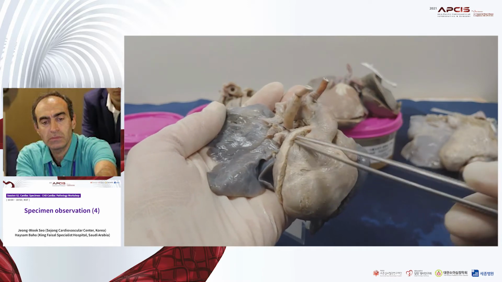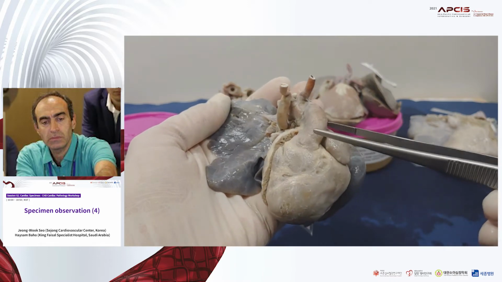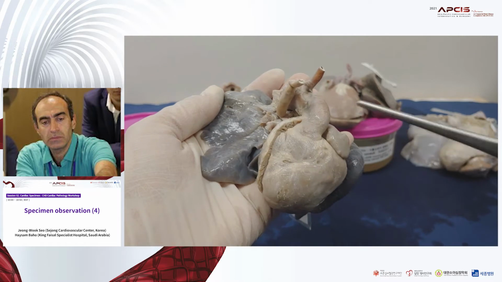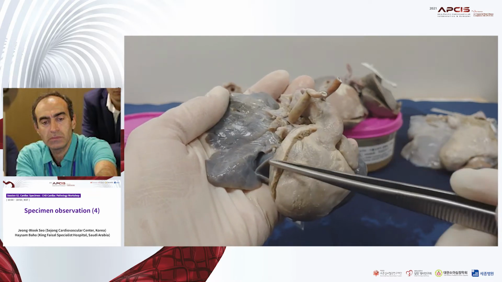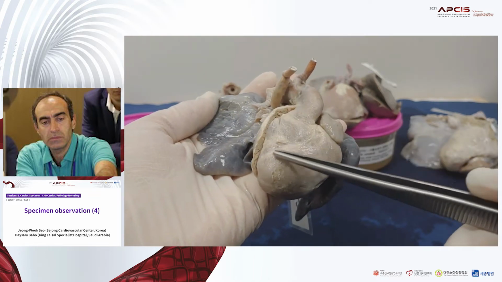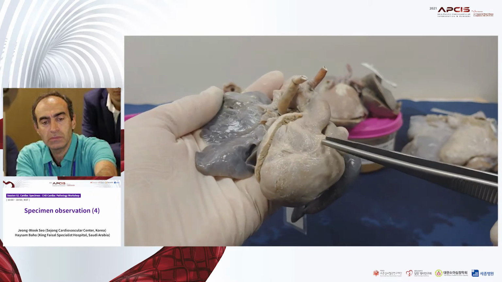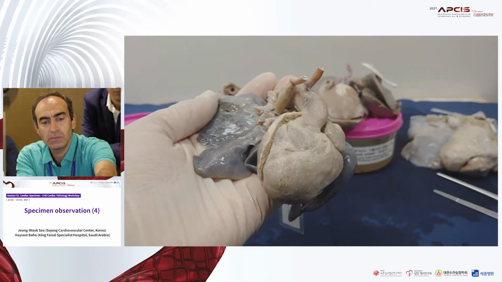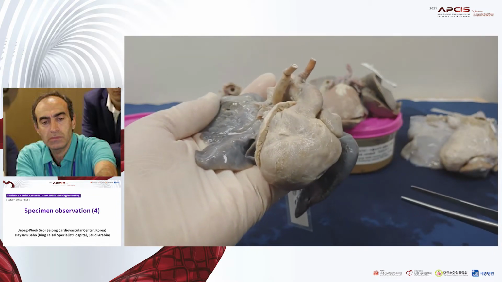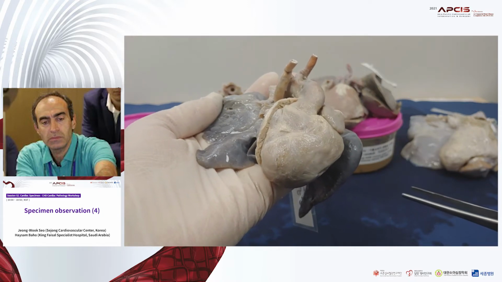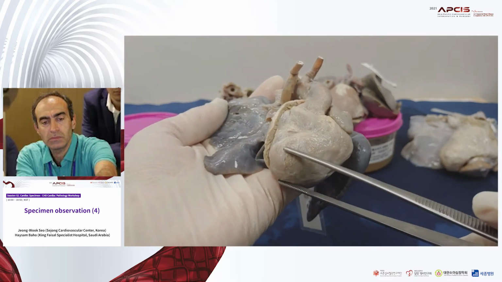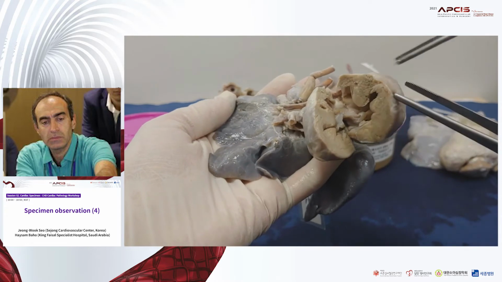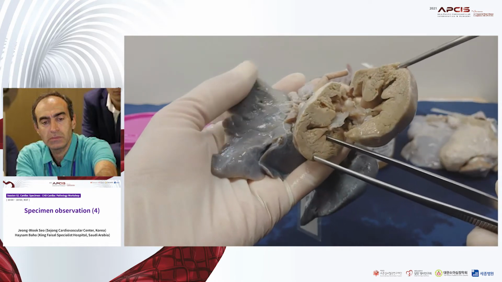So this is the right ventricle, and as you can see, it is small and rudimentary, and this is the ascending aorta arising from this small right ventricle. And this is the large dominant ventricle. In this case, it is a left ventricle, as we will see when we look at the interior. So this is a classical example of single left dominant ventricle.